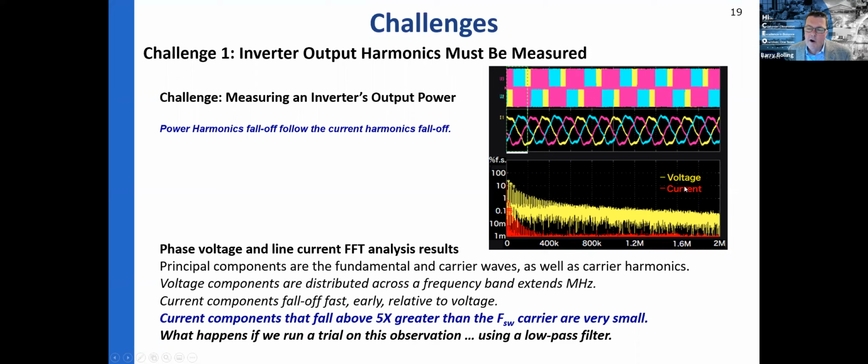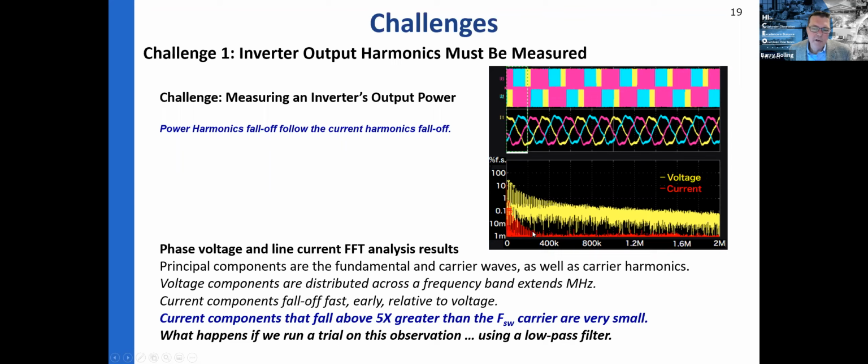So here is the FFT of our current. You'll notice that it falls off pretty rapidly. So in fact, if there's almost no current out here, there can't be any power. Even though we're producing harmonic voltage, once we multiply that times the harmonic current, we get near zero, infinitesimally small actual power being delivered to the load, typically a motor.